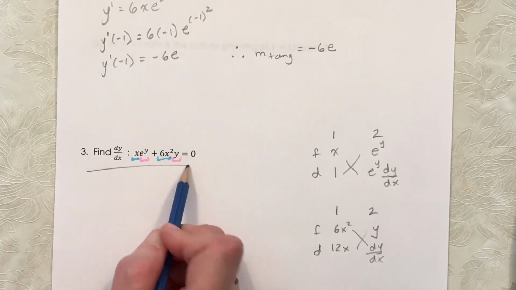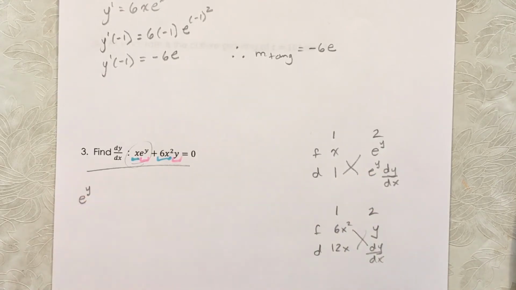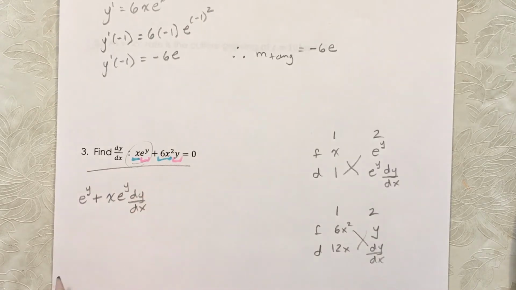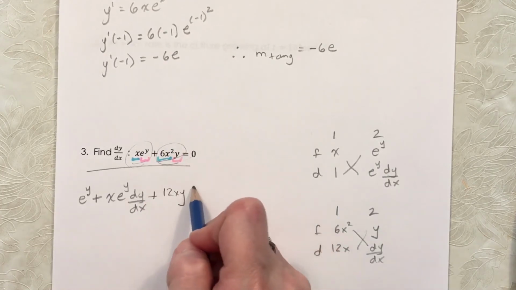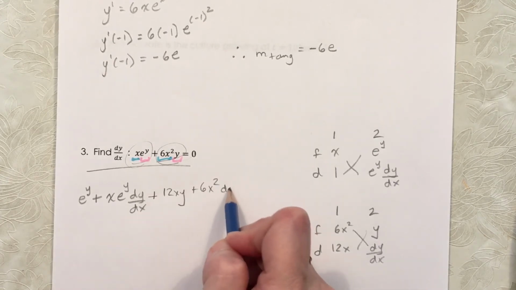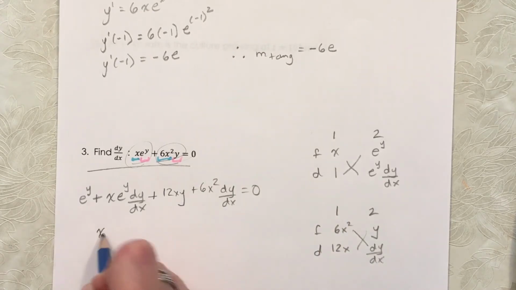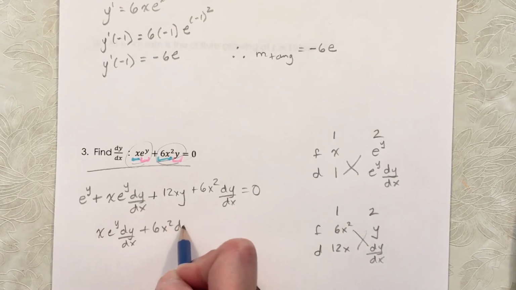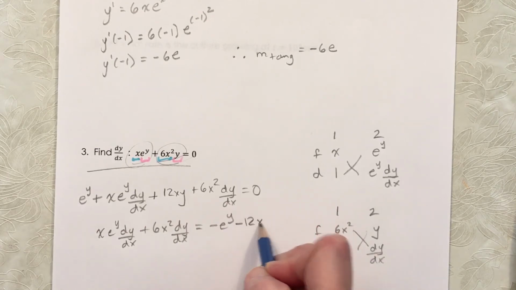All right, so then deriving now. Starting off with this one, derivative of the first times the second is e to the y, plus the first times the derivative of the second is going to give me x e to the y times dy by dx. And then going on to our second product rule, plus 12xy plus 6x squared dy by dx equals 0. So I'm going to keep my terms with dy by dx on the left, and subtract e to the y on both sides, and subtract 12xy on both sides.